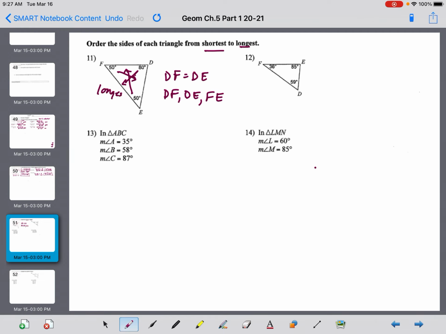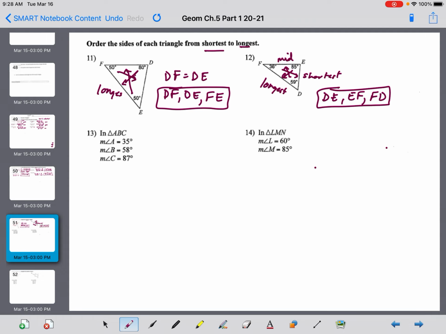Longest is always across from the biggest. So here's the longest. 36 is the smallest, so that's going to be the shortest. If we write down a list for number 12, DE would be the start of the list. Then EF, because that's across from the 59, that's the middle one. All right, EF. And then FD. You can name a segment with 2 letters, and it doesn't matter which order you put them in.